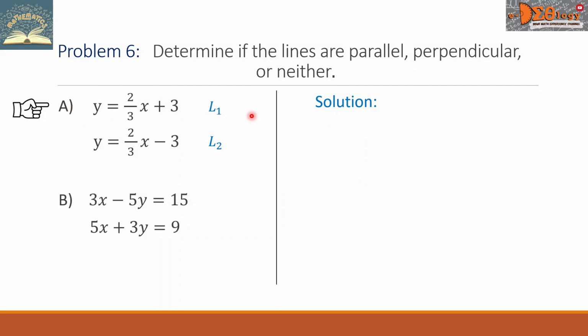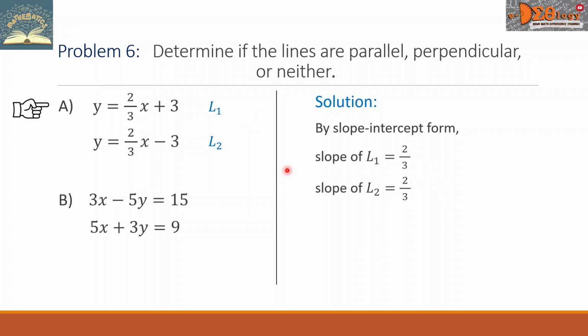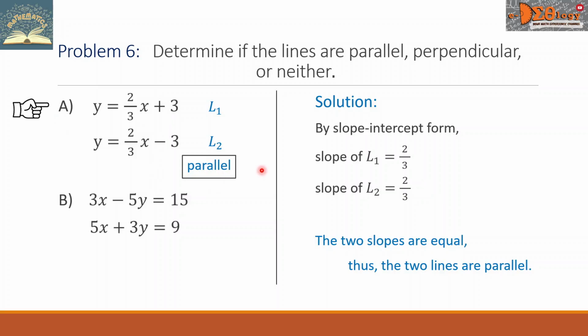For this group A, we regard the first equation to be line 1, the other equation to be line 2. Now let us solve for the slope. By slope-intercept form, simply we get the coefficient of x. That is now the slope of the given line. So for line 1, the slope is 2 over 3. For line 2, the slope is also 2 over 3. We can see that the two slopes are equal. Then we conclude the two lines are parallel. For problem A, the two lines are parallel.